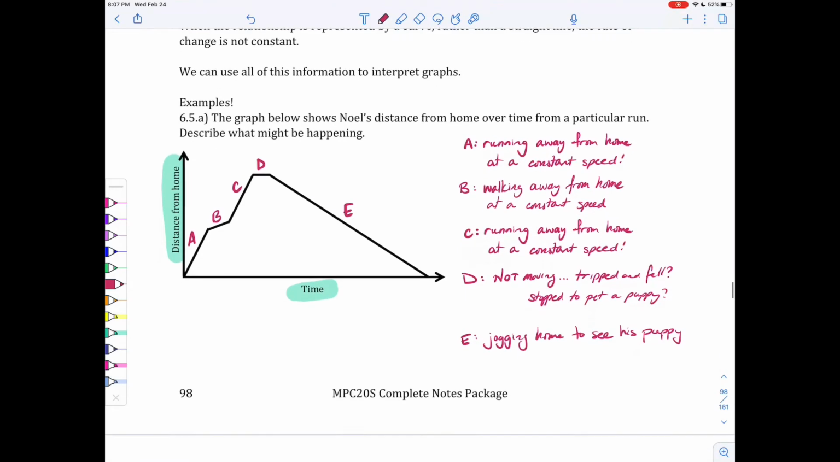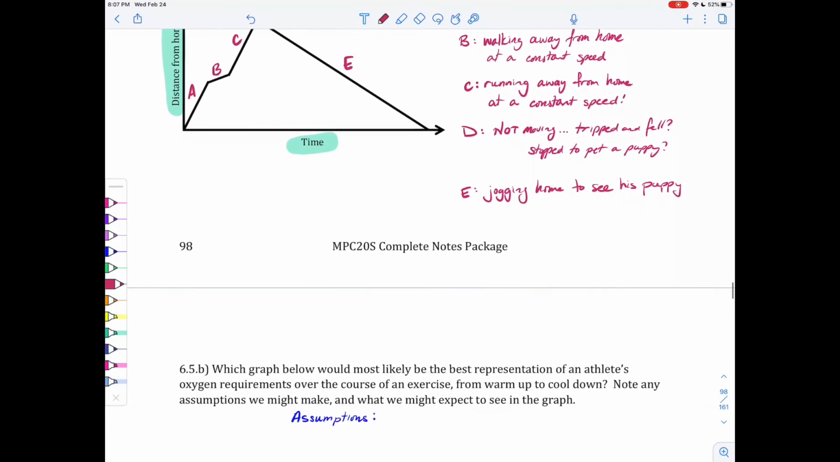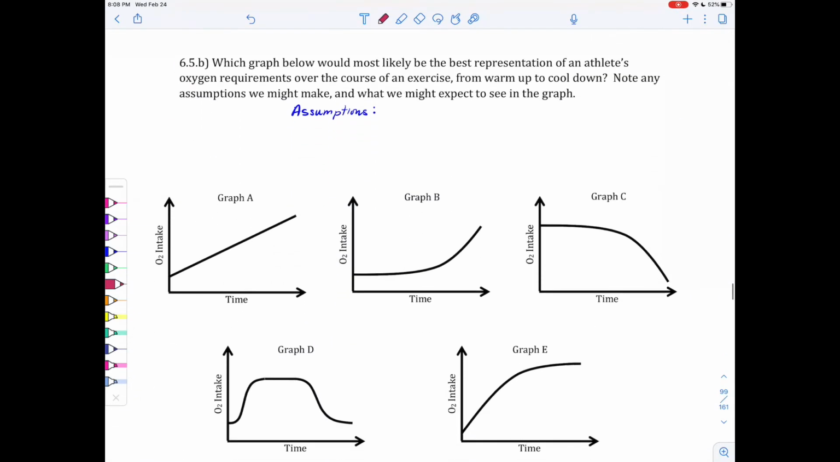So we have another example. And in this example, we're going to be talking about different graphs that exist and which one would best represent a particular situation. In this case, we're looking at an athlete's oxygen requirements over the course of an exercise from warm-up to cool-down. So we're trying to figure out which one of these graphs, A, B, C, D, or E, would best represent that.